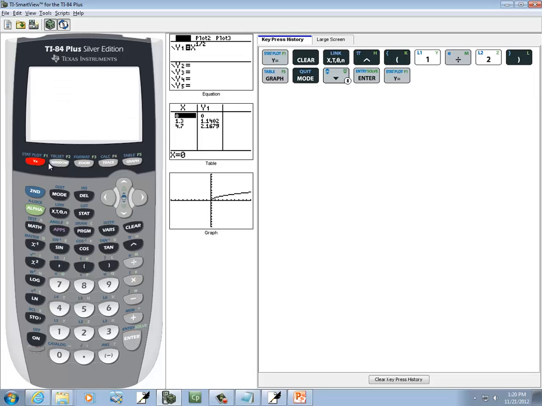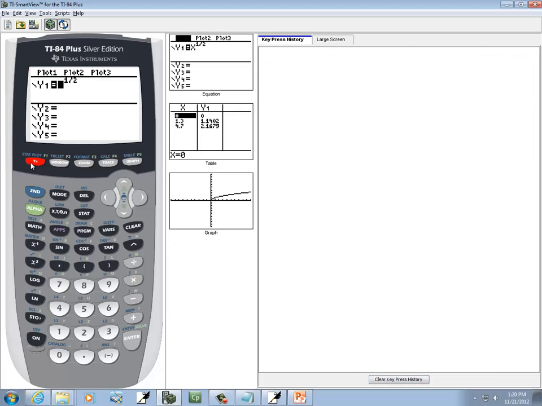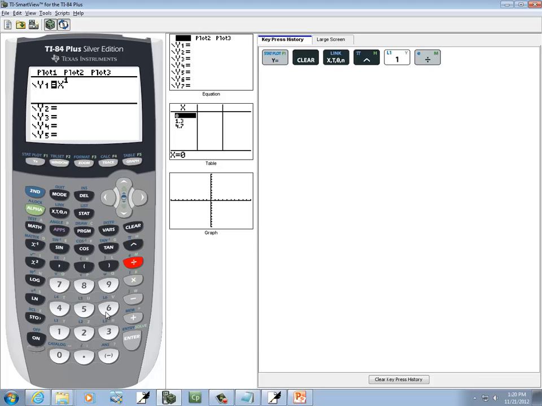Now let me go back to y equals. Okay, so press y equals, press clear. Now when I do an x, it does a caret. Again, it throws it up in exponent mode. So I do 1 divided by 2. And to get out of exponent mode, you just do your right arrow key. So nothing special there. And then graph.